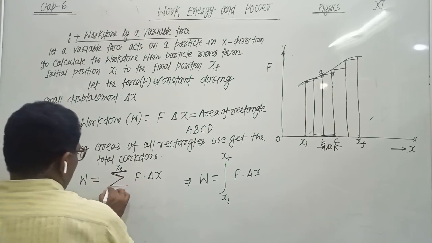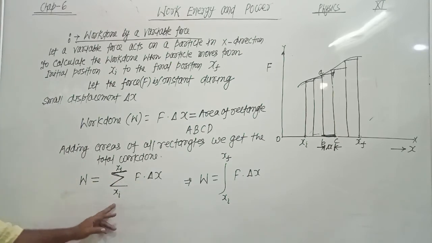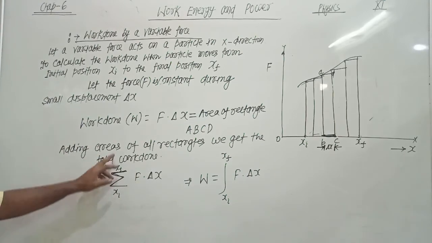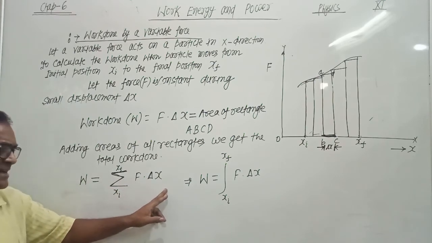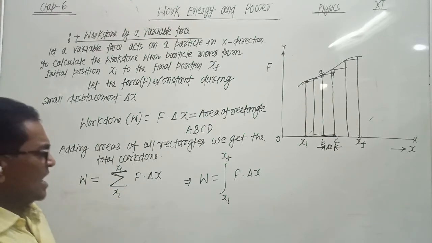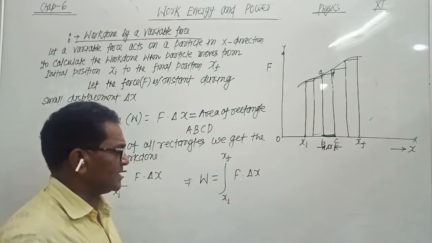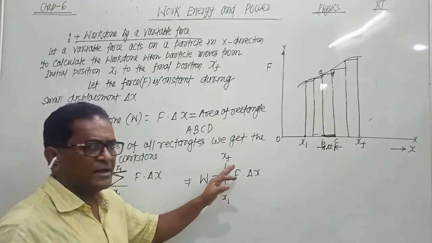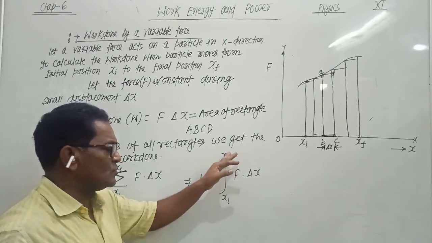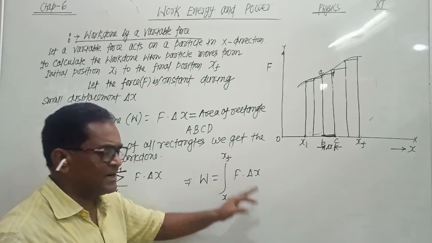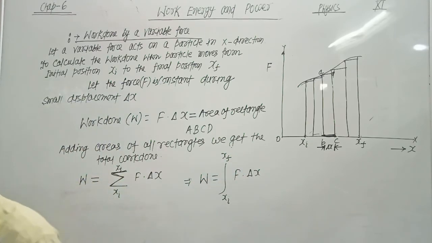The total work done is given by summation, sigma, from xi to xf, lower limit and upper limit, of F into delta x, which can also be written in terms of integration: total work done equals the integral from xi to xf of F dx.